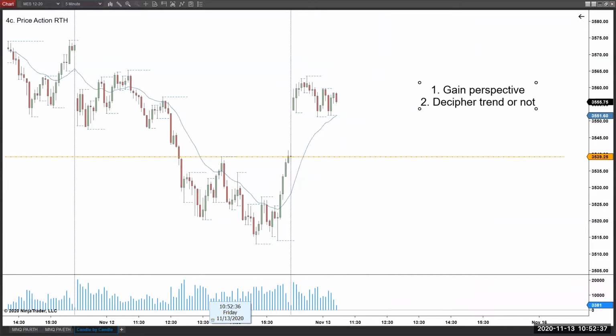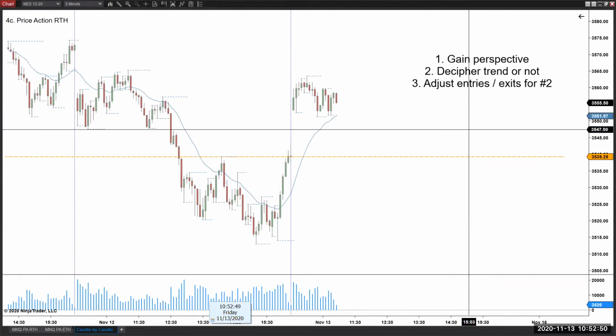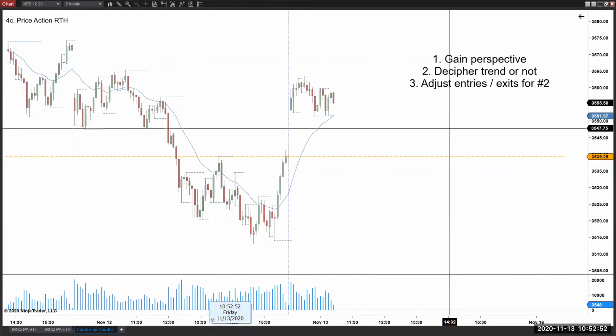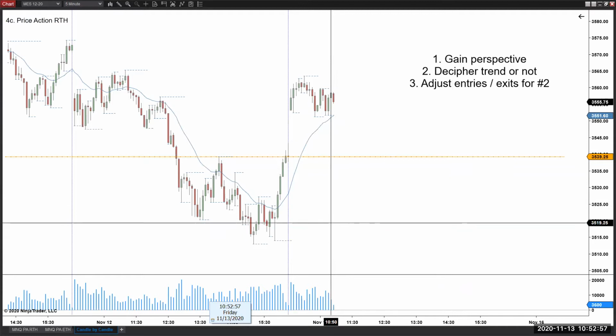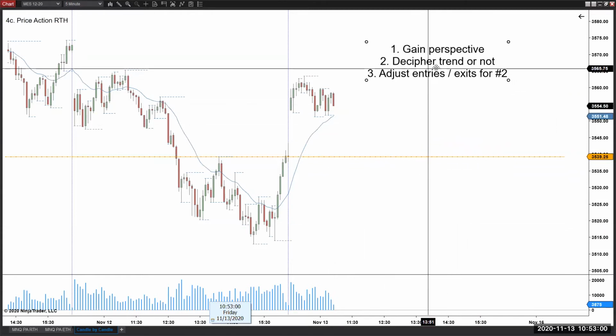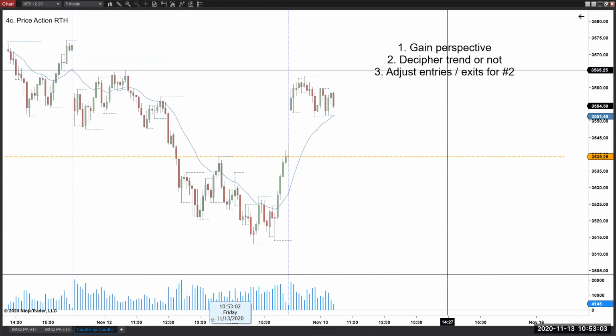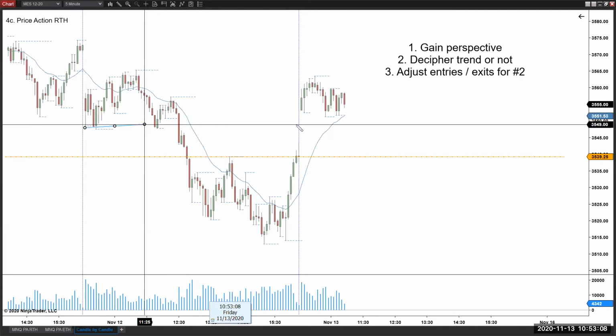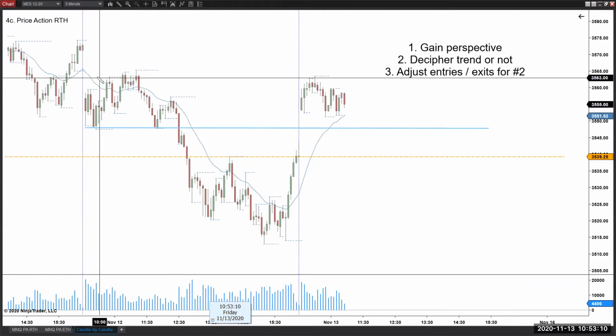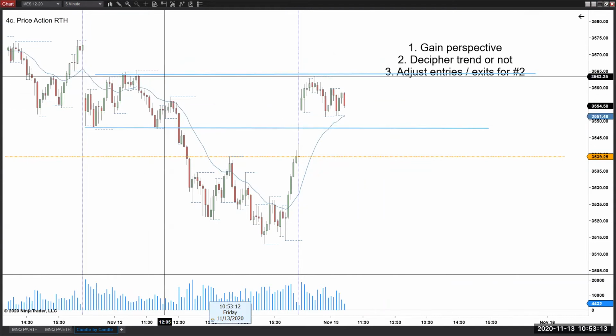Once we know what the trend is, then we have to go in and adjust entries and exits for number two. What I mean by that is I'm not going to trade a bullish or bearish market with the wrong type of trade. It doesn't fit. If we're trending, then I need to be looking to take with-trend entries. So with trend or not, that's what I have to decide. Right now, we're not really opening on any major levels of support. We've got support here, we've got resistance here. That's about all we have to work with.